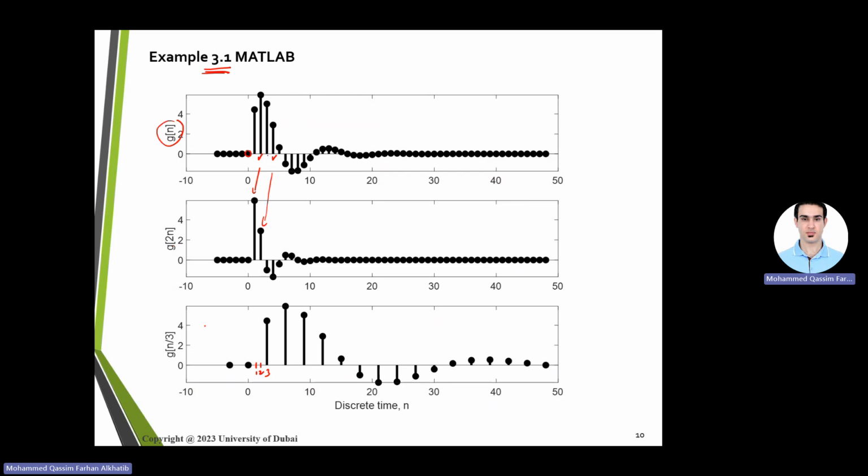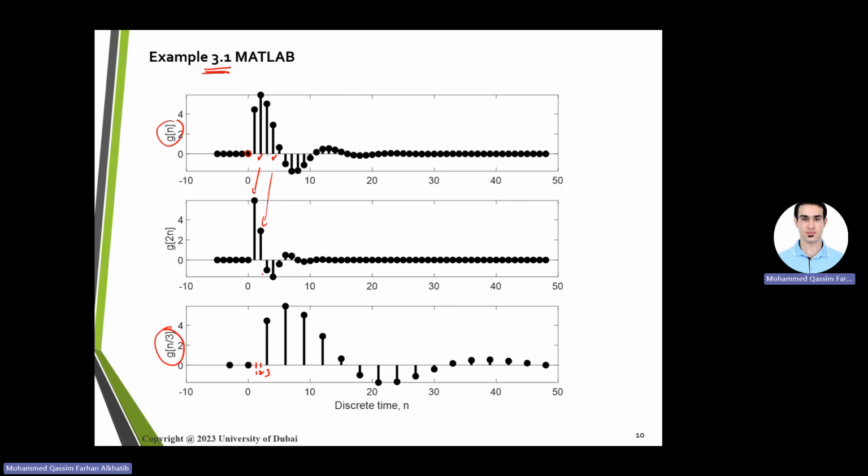Now, when you have g of n over 3, now I'm dividing by a constant, so that's expansion. Now, what will happen with expansion? My indices, so instead of having 1, 2, 3, 4, I will have 3, 6, 9, like multiples of 3 for this example. In this case, what about the indices in between? They will have 0 value.